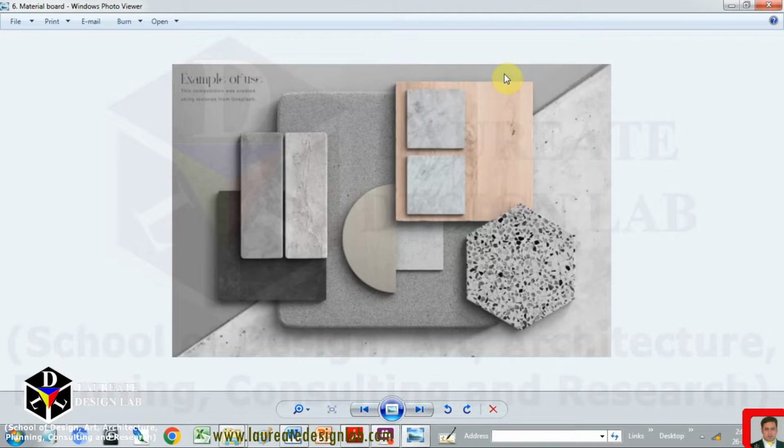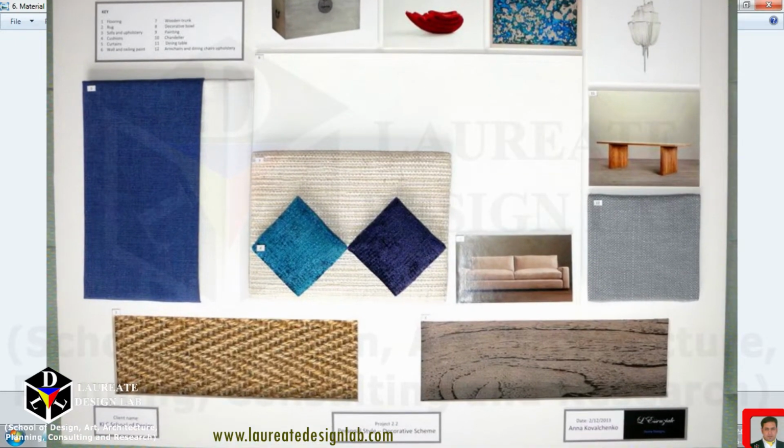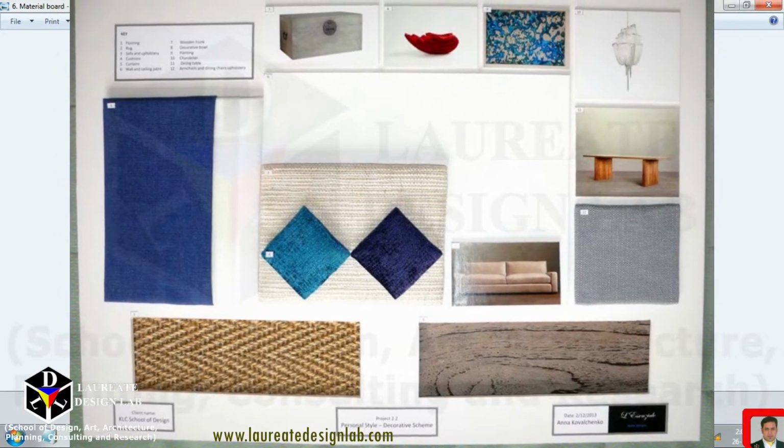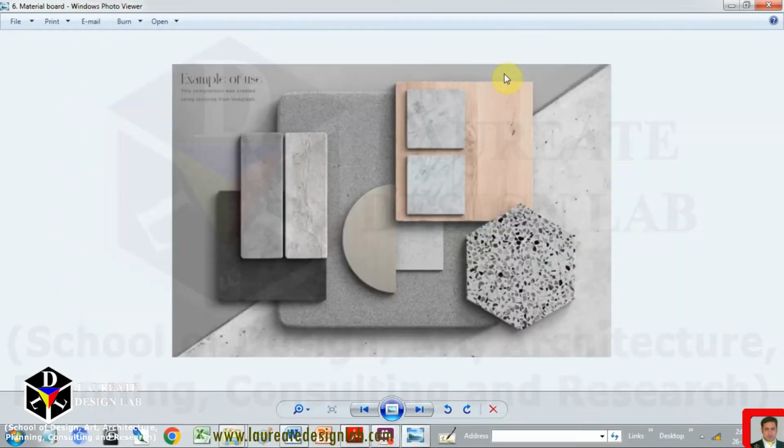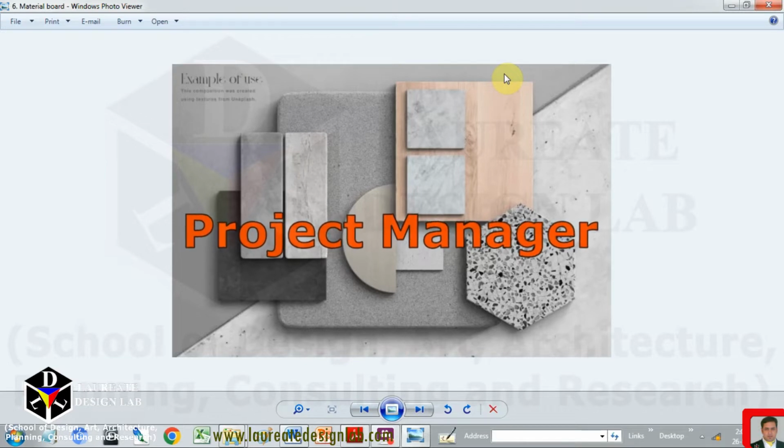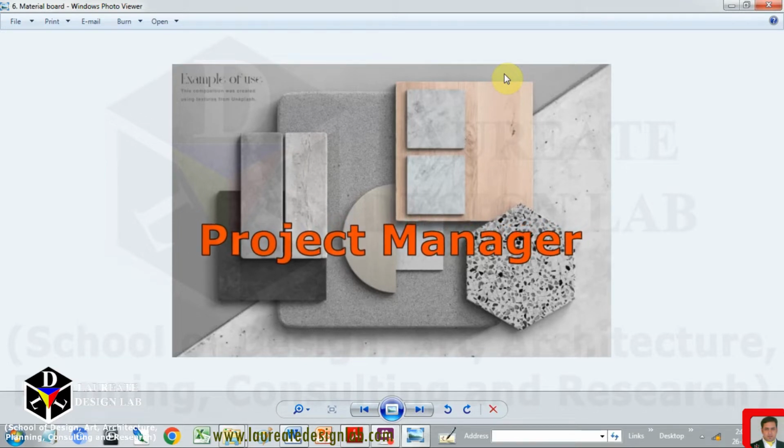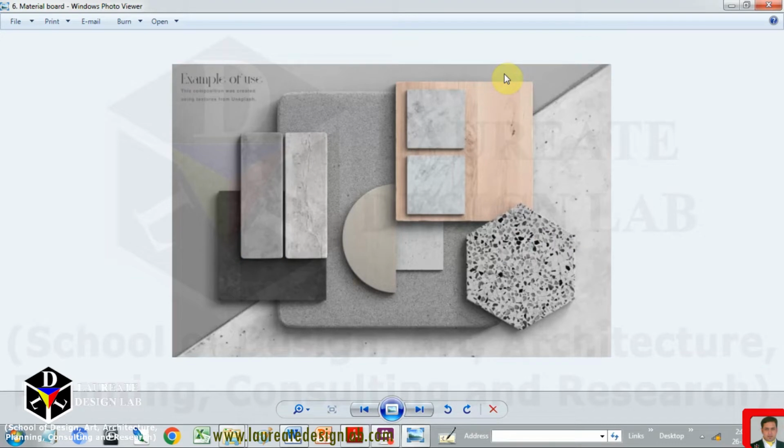but generally a material board in the real world is done in such a way that a piece of board is cut, maybe in ply or any other material, and the real material is pasted or fixed over that board, and the name and the specification is written, and it is packed and sent to the client or the project manager of the client, the project manager who is managing the project. That could be for your own approval of the material, or to showcase your strength about understanding of the material.